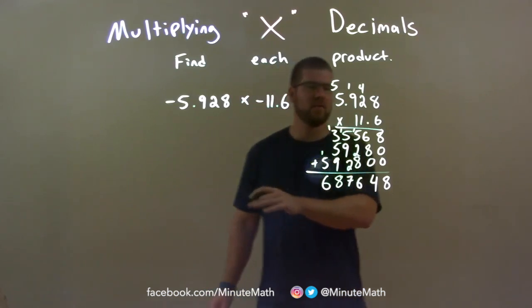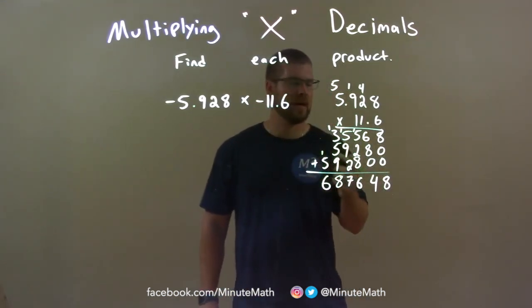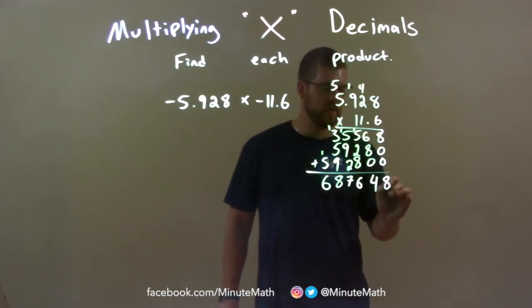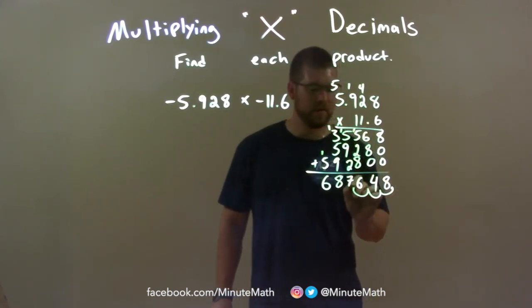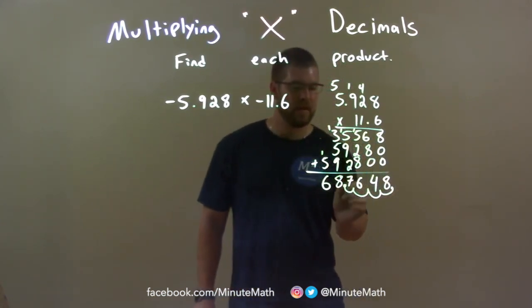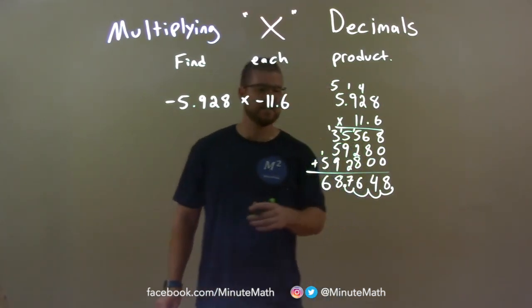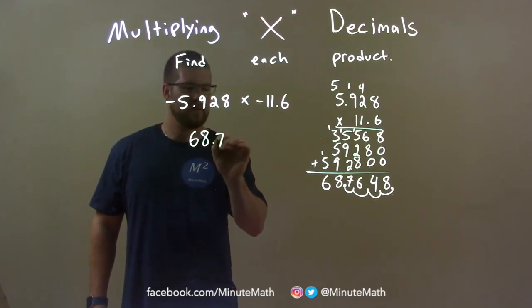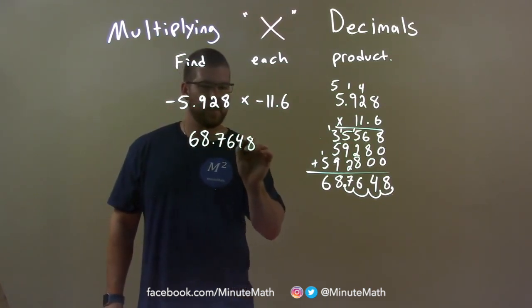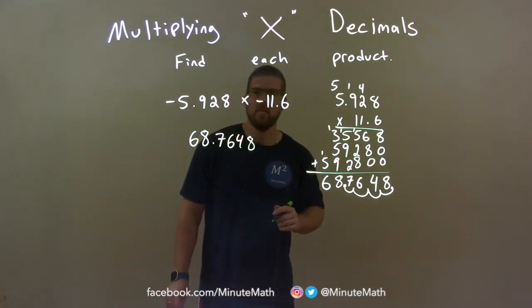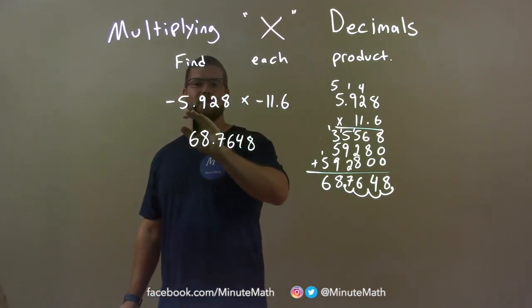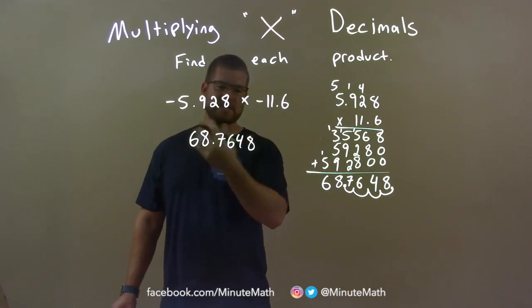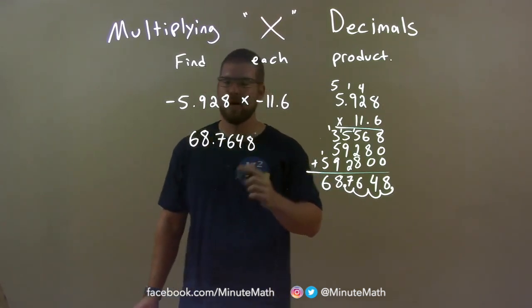Okay, so now we have a large number, but we have to add back the decimals. We have 3 decimal places on the first number and 1 in the second. So we have 1, 2, 3, plus 1 more. So we have 68.7648. So I'll put that here, 68.7648. Okay, which kind of makes sense, right? If you think about this number being close to 6, this one say close to 11. 6 times 11, 66. Pretty close, all right?